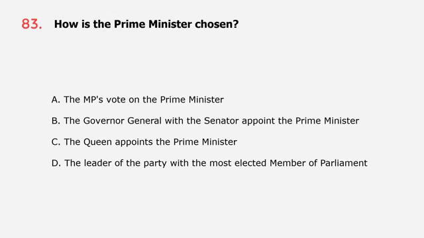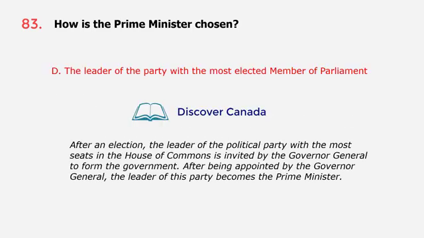Question 83. How is the Prime Minister chosen? A. The MPs vote on the Prime Minister. B. The Governor General with the Senators appoints the Prime Minister. C. The Queen appoints the Prime Minister. D. The leader of the party with the most elected members of Parliament. The answer is D. The leader of the party with the most elected members of Parliament.